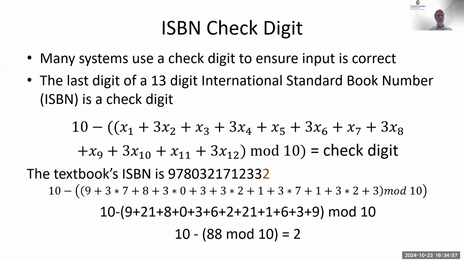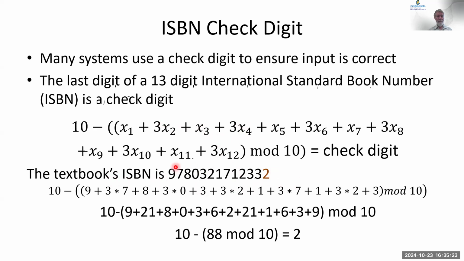The ISBN numbers were, I think, 9 or 10 digits. Now they're 13 digits for books. The last digit is a check digit. So here's how they calculate it. They multiply every other digit by 3, and then they add up all the sum. So it's the first digit, plus 3 times the second digit, plus the third digit, plus 3 times the fourth, and so on.